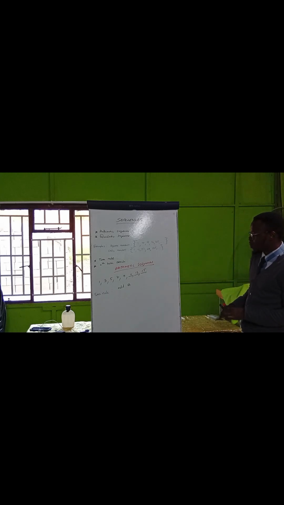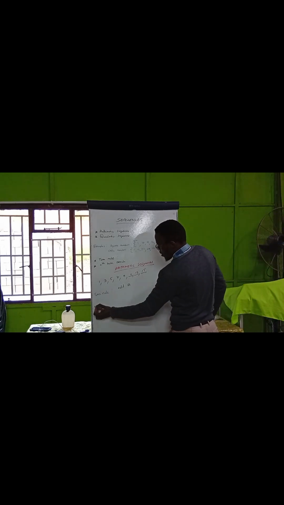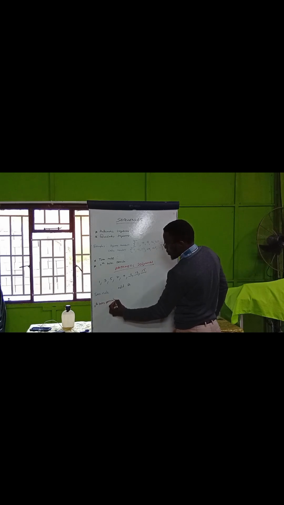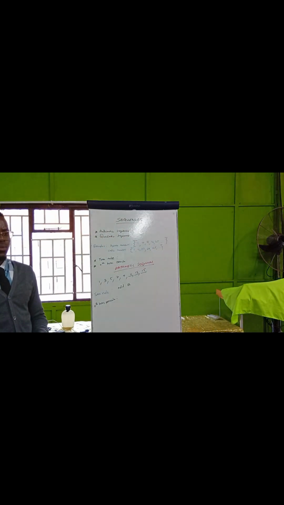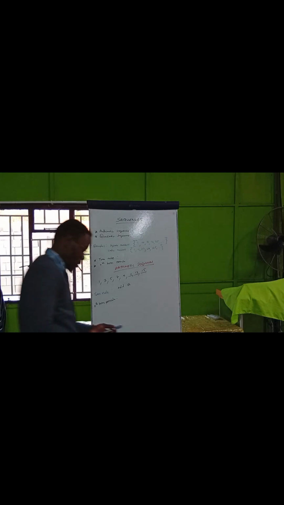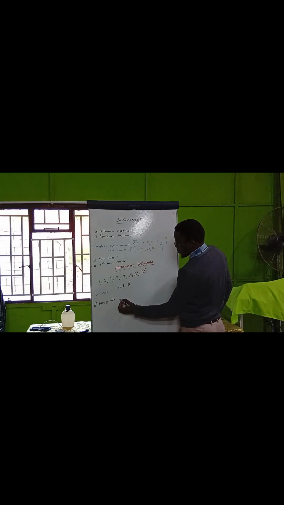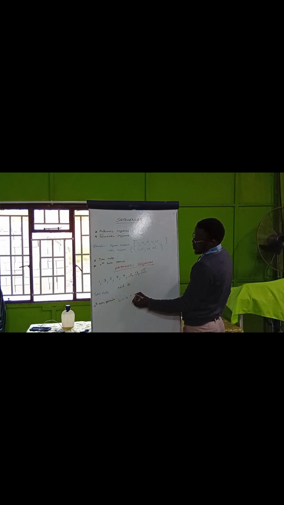Now, what if we say find the n-term formula? What is the n-term formula? After this, they can even ask you to find the 30th term. So what's the 30th term? You will need the n-term formula to be able to find the 30th term. And the general formula of it is Tn is equal to a plus n minus 1 d.